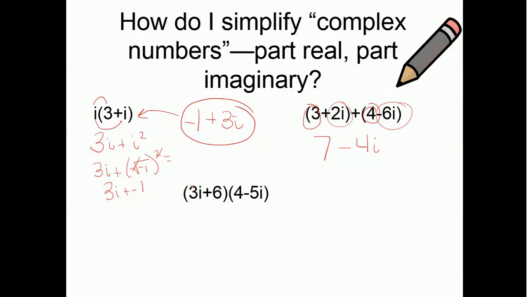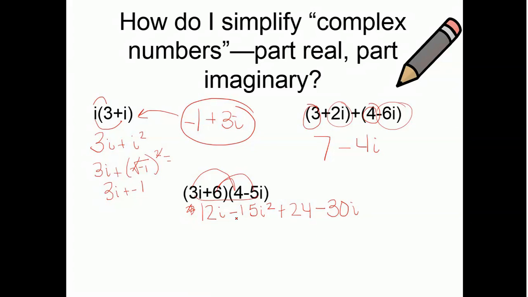Let's do some distributing on this one. So I got 3i times 4, so that's 12i. 3i times -5i is going to give me -15i squared, because I had 2 i's, right? What else can I multiply by? 6 times 4, that's a positive 24. And 6 times -5i is -30i.